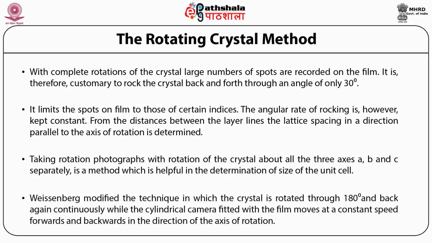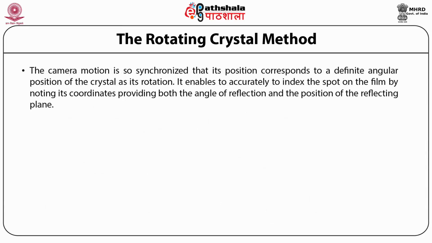Weissenberg modified the technique in which the crystal is rotated through 180 degrees and back again continuously while the cylindrical camera fitted with the film moves at a constant speed forwards and backwards in the direction of the axis of rotation. The camera motion is so synchronized that its position corresponds to a definite angular position of the crystal as it rotates. It enables one to accurately index the spot on the film by noting its coordinates, providing both the angle of reflection and the position of the reflecting plane.